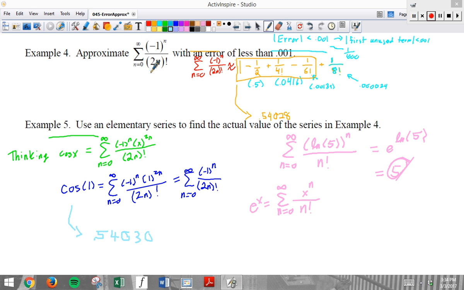I think I talked about this in the Taylor lesson, although I haven't recorded this yet. That's why Taylor series are so widely used. Your calculator doesn't have to use that many terms to get that level of accuracy. It's pretty cool. So when they ask you to find an actual value, they're asking you to use an elementary series or to use the actual function. Okay?